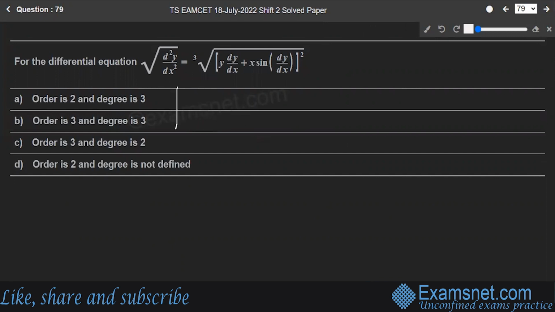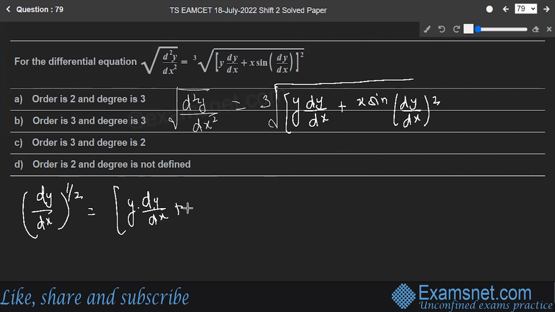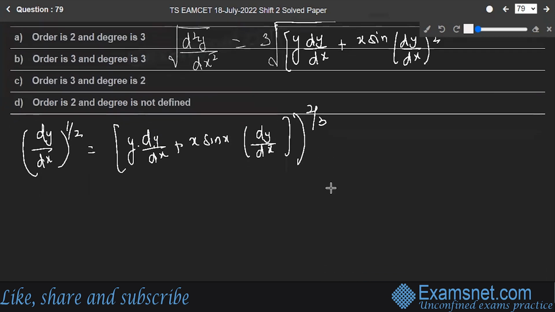All right. So you have the square root of the second derivative of y with respect to x is equal to cube root of y into dy by dx plus x into sine dy by dx, whole square. So this can be written as (d²y/dx²) raised to power 1 by 2 is equal to (y dy/dx + x sin dy/dx) whole raised to power 2 by 3.